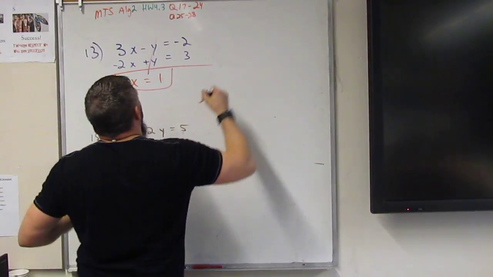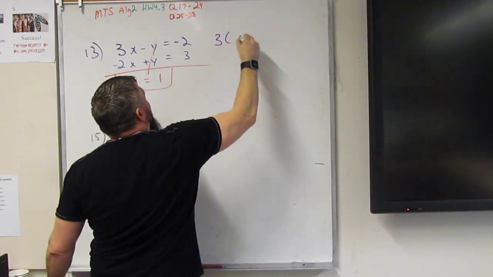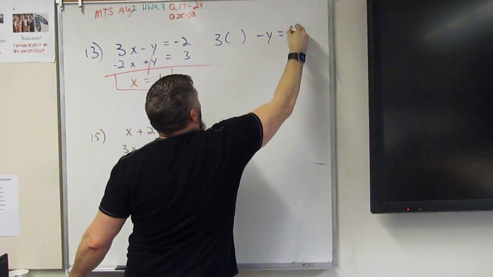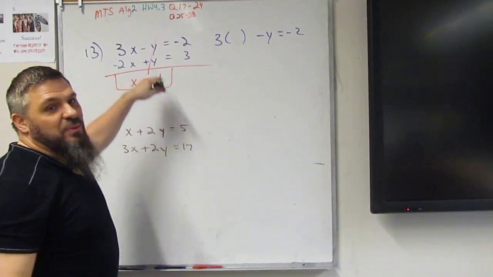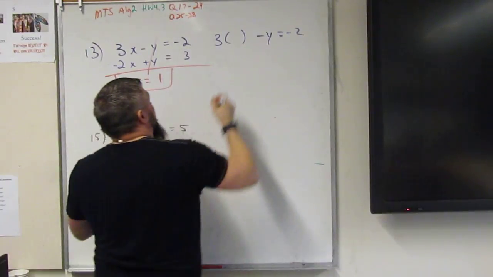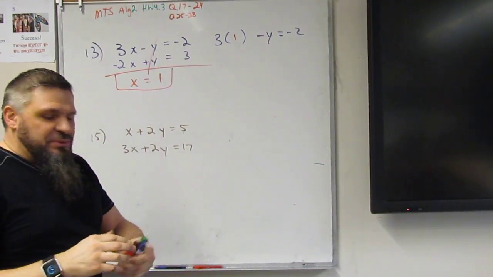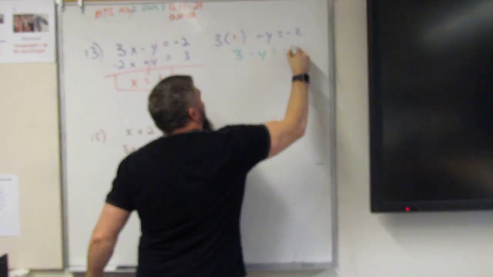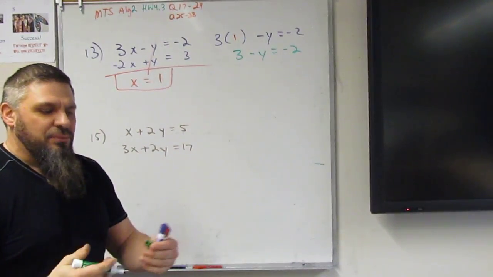Okay? So, now we plug it in. 3 times 1, right? Minus y equals -2. Now, I probably should have used the plus y, right? But whatever. We plug in the 1. So it's 3 times 1. What's 3 times 1? 3, okay. Minus y equals -2. Now, how do I get the y alone?